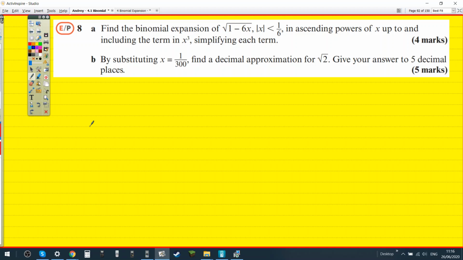So would I make 1 minus 6x to the power of a half? Yes, and then you would go about it as normal. Yep.